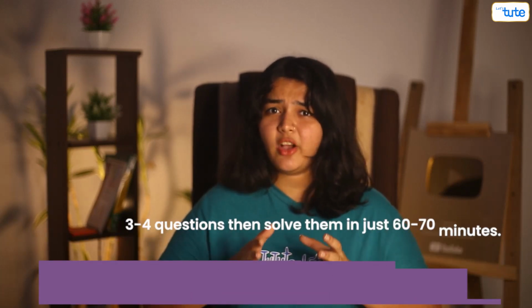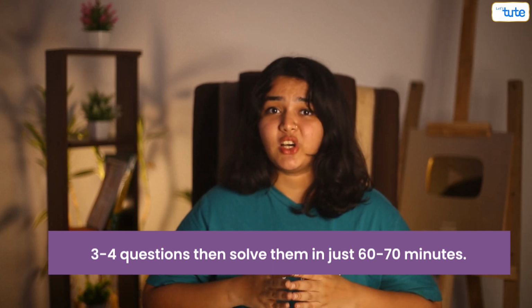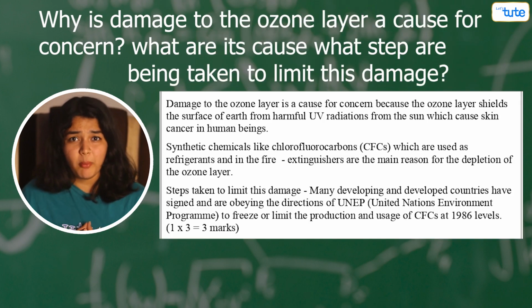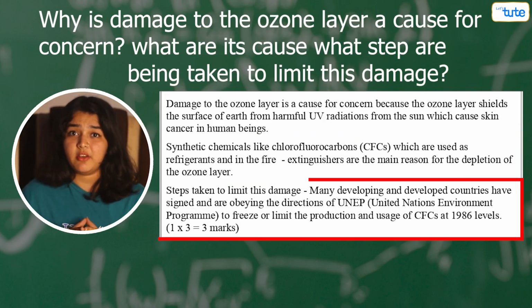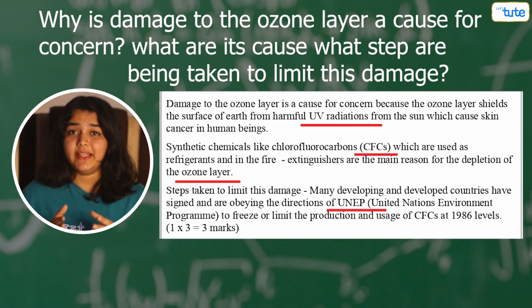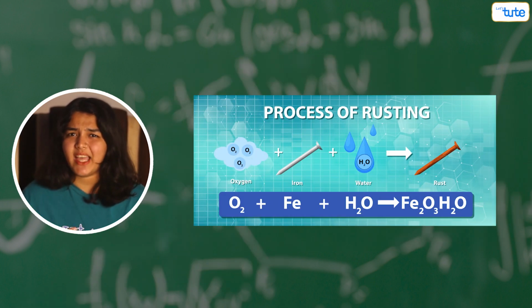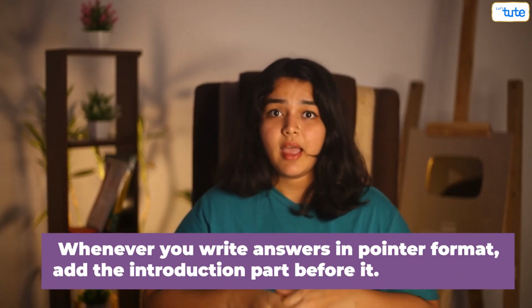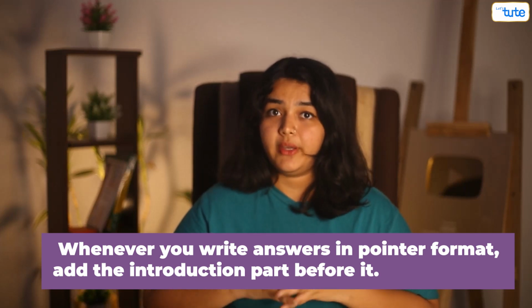If there are 3 or 4 questions in it, you have to solve them in just 60 to 70 minutes, not more than that. If you are writing answers in paragraph format, then you should break the paragraph wherever possible and elaborate on answers in detail. Also, remember to underline the important points and the keywords. Examples, diagrams and chemical equations are a must in 4 to 5 marks questions. Whenever you write answers in pointer format, add the introduction part before it.